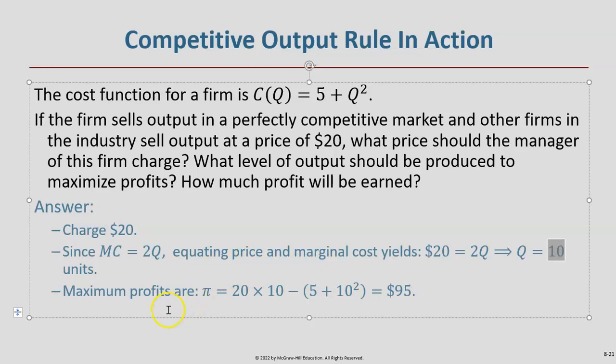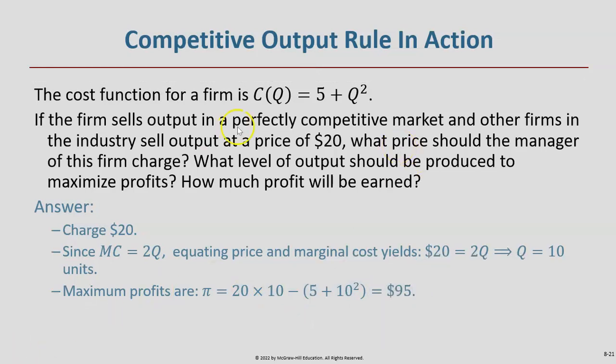And then maximum profits. For profit, we take per unit revenue, or $20, multiply that by 10, and so total revenue is $200. Then total cost is equal to 5 plus, plugging 10 into the cost function, 10 squared is 100, so total cost is 105. So 200 minus 105 is $95.